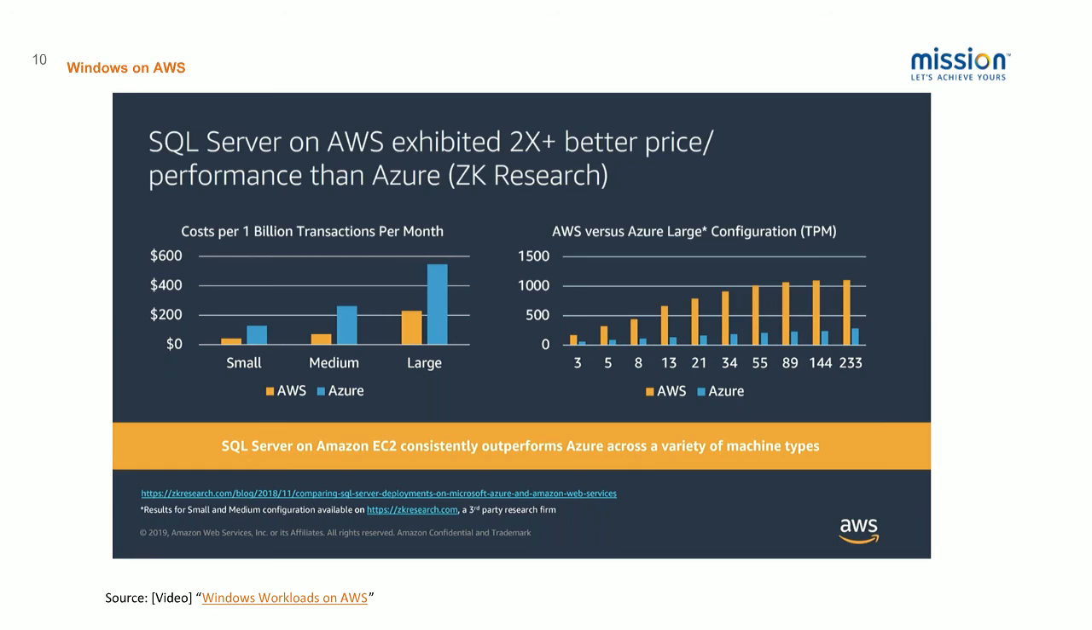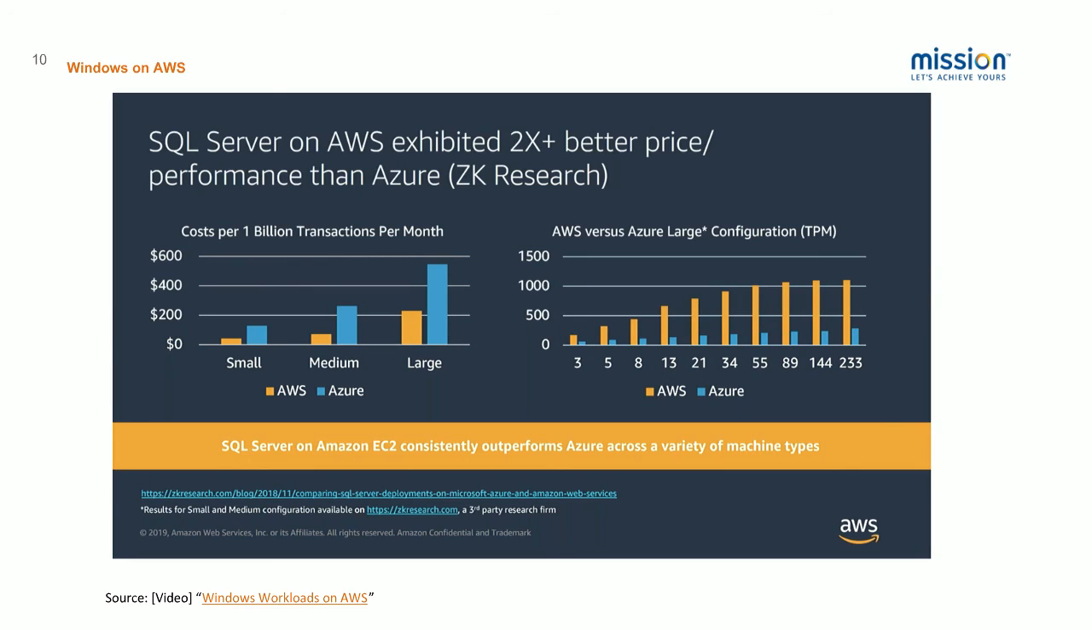So first, on the left here, you have a graph showing the cost per 1 billion transactions per month. So this is a measure of the cost for performance. And on AWS, the price performance is a little over 2x what you would get on Azure. And then here on the right-hand side, you can see the performance benefits. Many people think that instance types across different clouds that look the same are actually the same, but they're really not. It's a common misconception.